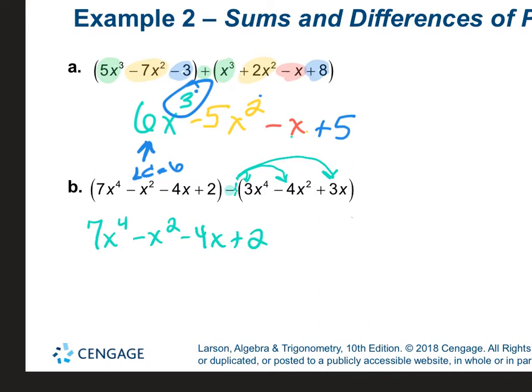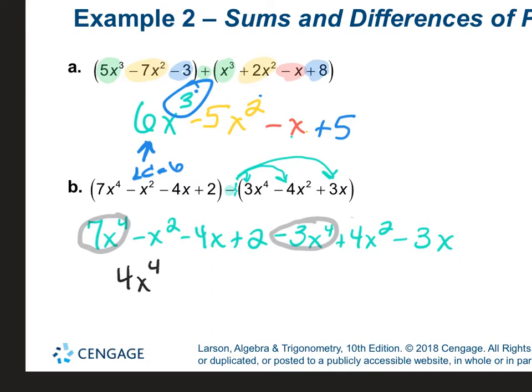So negative 1 times 3x to the fourth gives me negative 3x to the fourth. Negative 1 times negative 4x squared gives me positive 4x squared. And then negative 1 times positive 3x gives me negative 3x. So now that we have that negative 1 distributed, we can go through and combine like terms. So the highest exponent I see is 4. So I have a 7x to the fourth and a negative 3x to the fourth. So when I combine that, 7x to the fourth minus 3x to the fourth gives me 4x to the fourth.